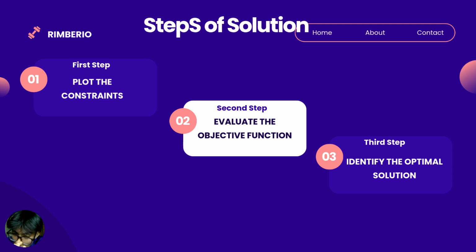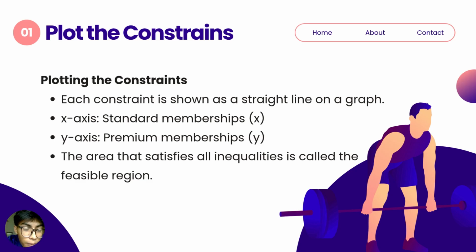So what is our target here? It is to solve the linear programming problem. Alright, so let's look at the first step. The first step is to plot the constraints. Each constraint is plotted as a straight line on a graph, with X representing standard memberships and Y representing premium memberships. The feasible region is the area where all the constraints overlap, and this region contains all possible combinations of X and Y that satisfy the gym's operational limits.